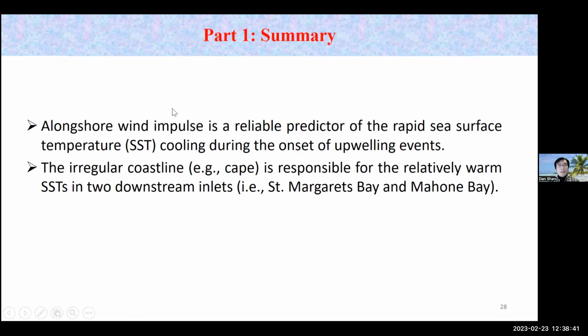So now let me give you a quick summary for part 1. We initially looked at the Ekman theory, and we looked at the correlation between the wind impulse and the sea surface temperature. We found that a longshore wind impulse is a reliable predictor for the rapid sea surface temperature cooling during the initial onset of upwelling events. And we constructed a circulation model to look at the complicated response of the upwelling plume after the onset. We also found, from the process study, that the irregular coastline is responsible for the relatively warmer SST in the two downstream inlets.